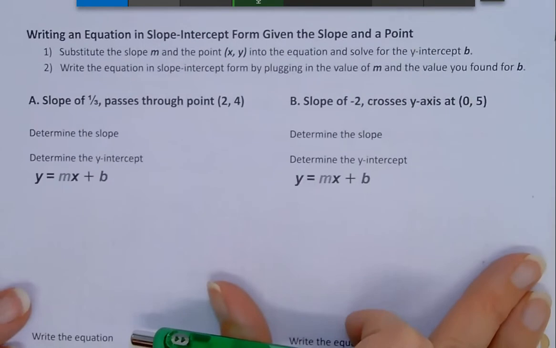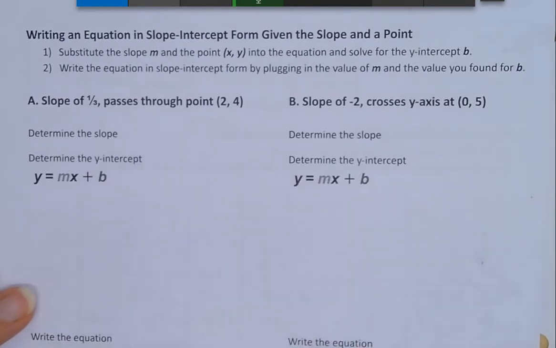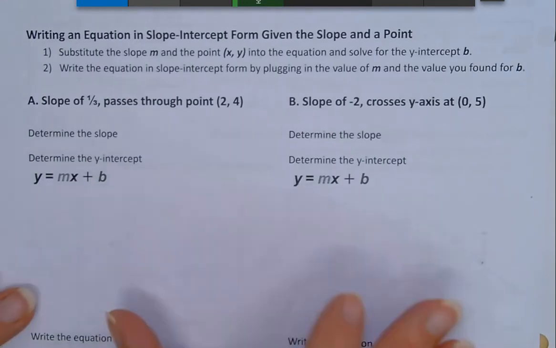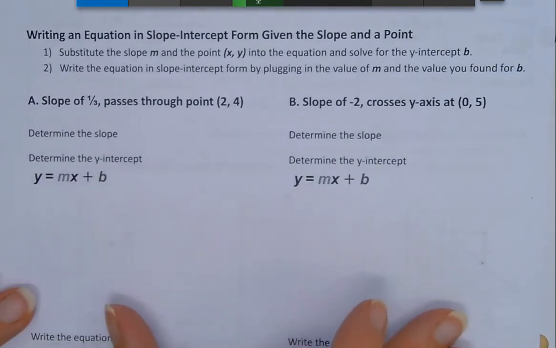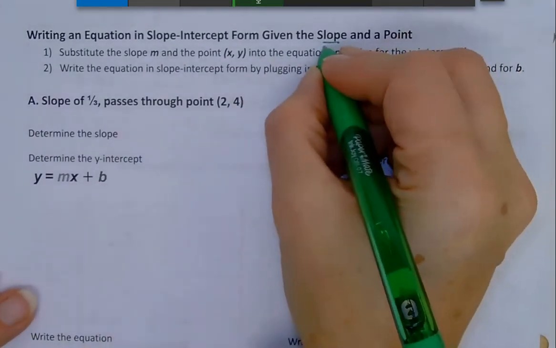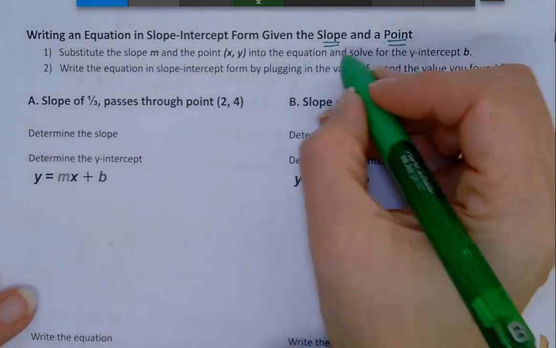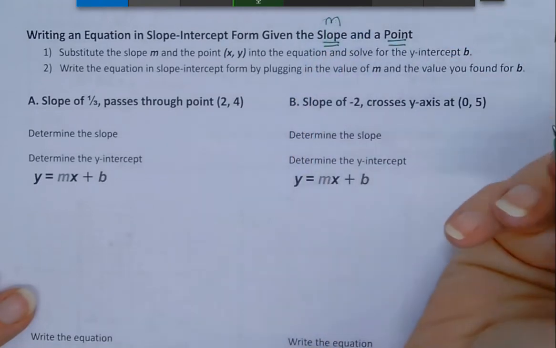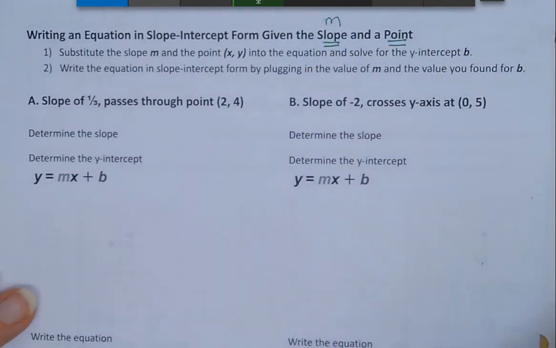All right, so if we're going to write an equation in slope-intercept form, given a slope and a point, this is different from what we've had. So far, we've been given the slope and the y-intercept. We've been given a rate and we've been given a base amount to start with. This time, we're going to be given slope and a point. So we're given slope, we have to figure out what our b value is.